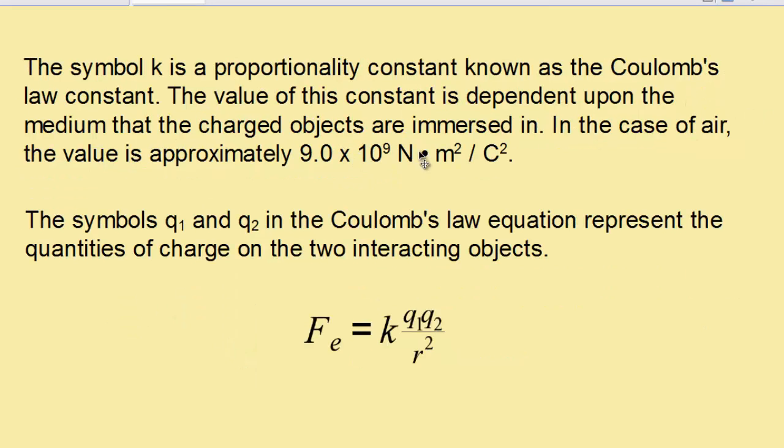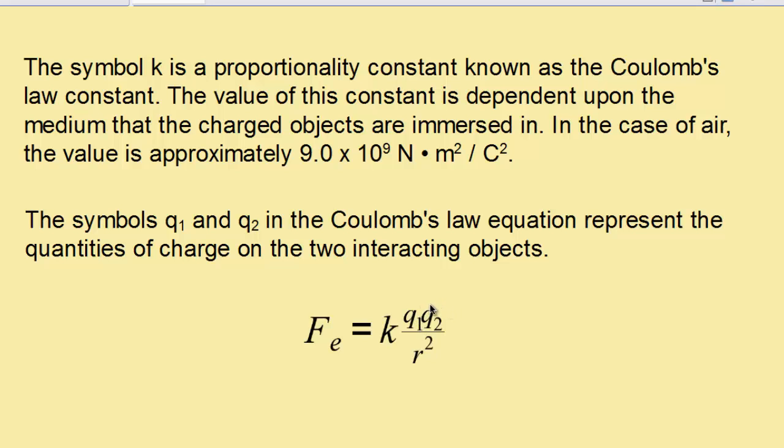So this symbol K, as we said, is a proportionality constant, and it's known as Coulomb's law constant. And this value depends upon the medium that the charged objects are immersed in. Well, we're only going to be dealing with air. So in the case of air, the value is about 9 times 10 to the 9th newton meters squared divided by coulomb squared.